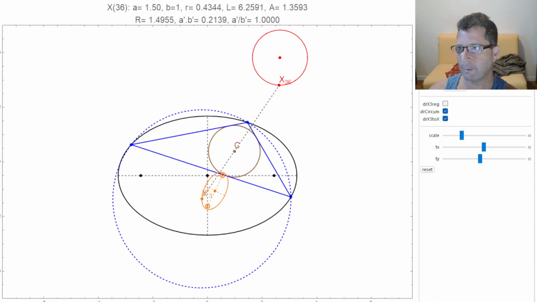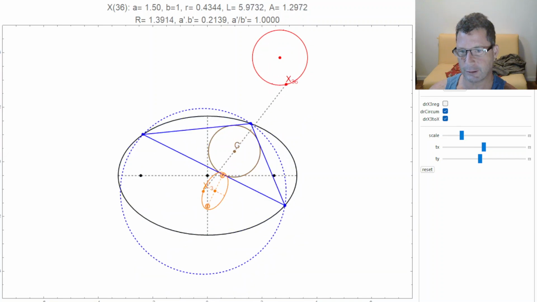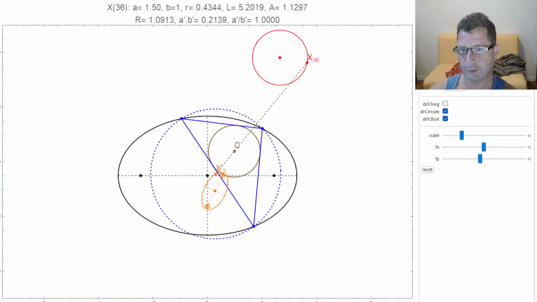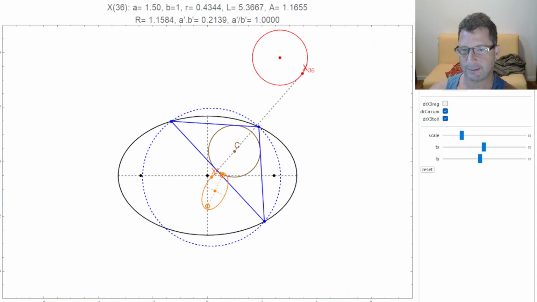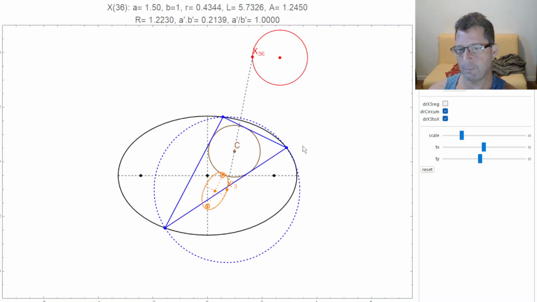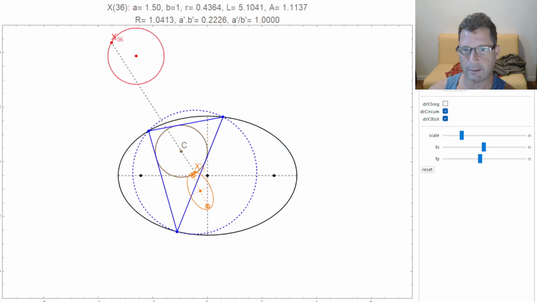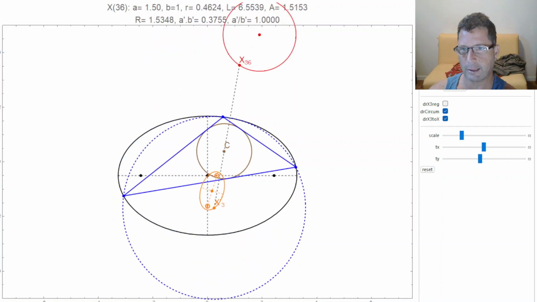Now, it's quite remarkable that through this process of inversion, X36 is actually sweeping a circle. This red circle up here. If I move the center or the in-center of this family, or C, I get circles or circular loci of different radii, right? So if I'm now just sliding my C horizontally, you can see how that locus changes.